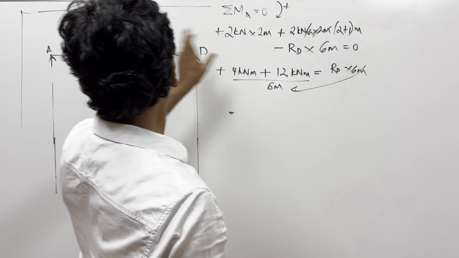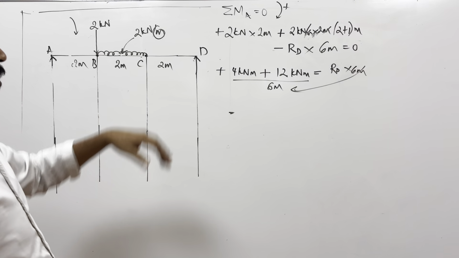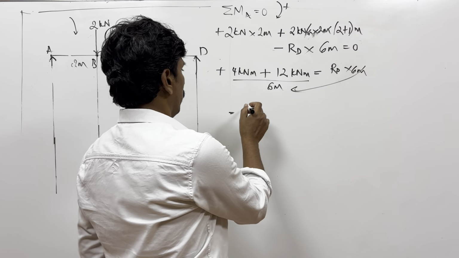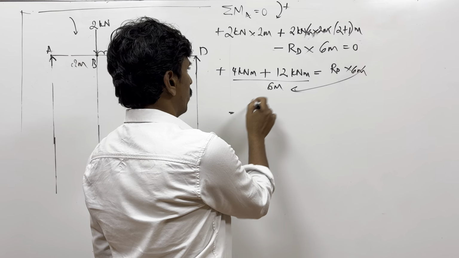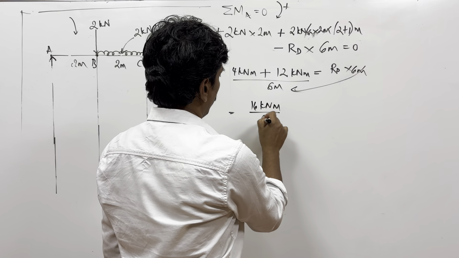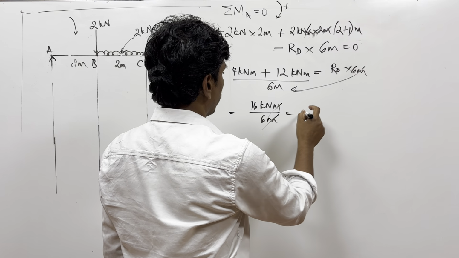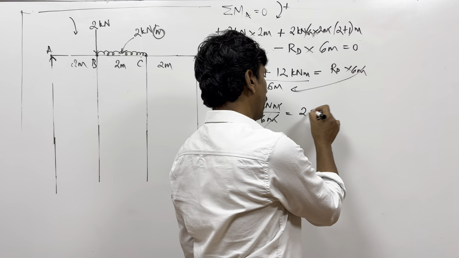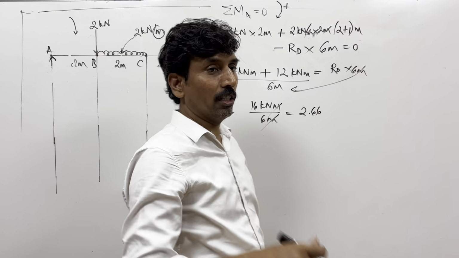This is right, 2 kilonewton into 2, 4 into 3. So this is 16 kilonewton meter divided by 6 meters. So meter gets cancelled out. What is the answer? 2.66. So 2.66. Sorry, I think I actually made a mistake in that initial calculation.